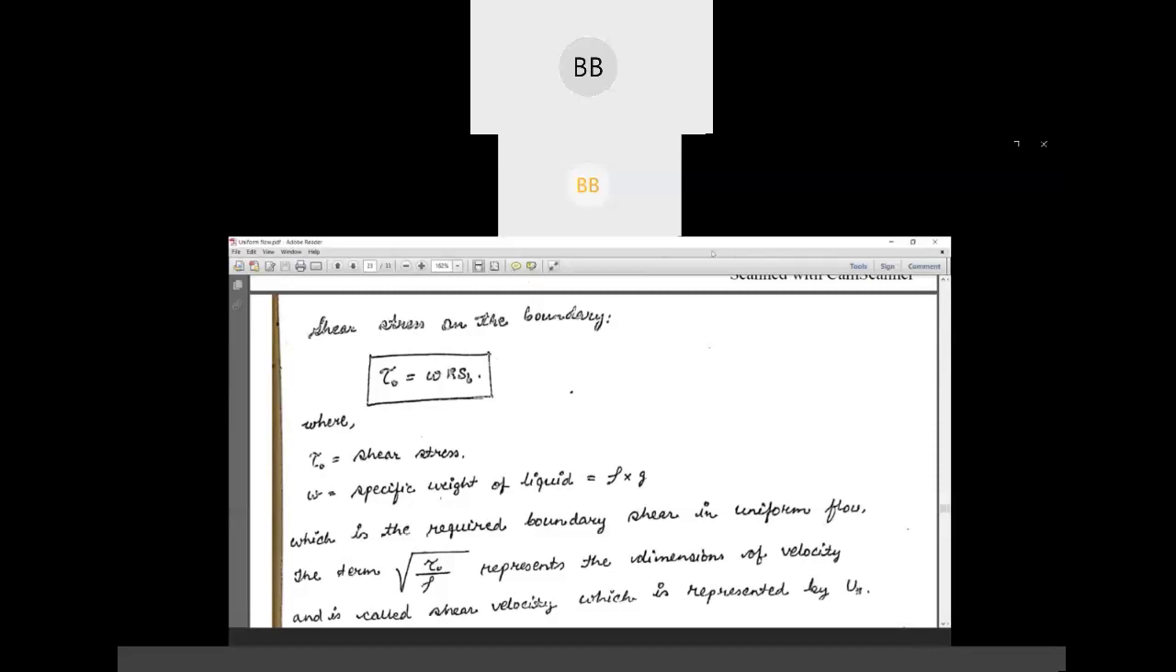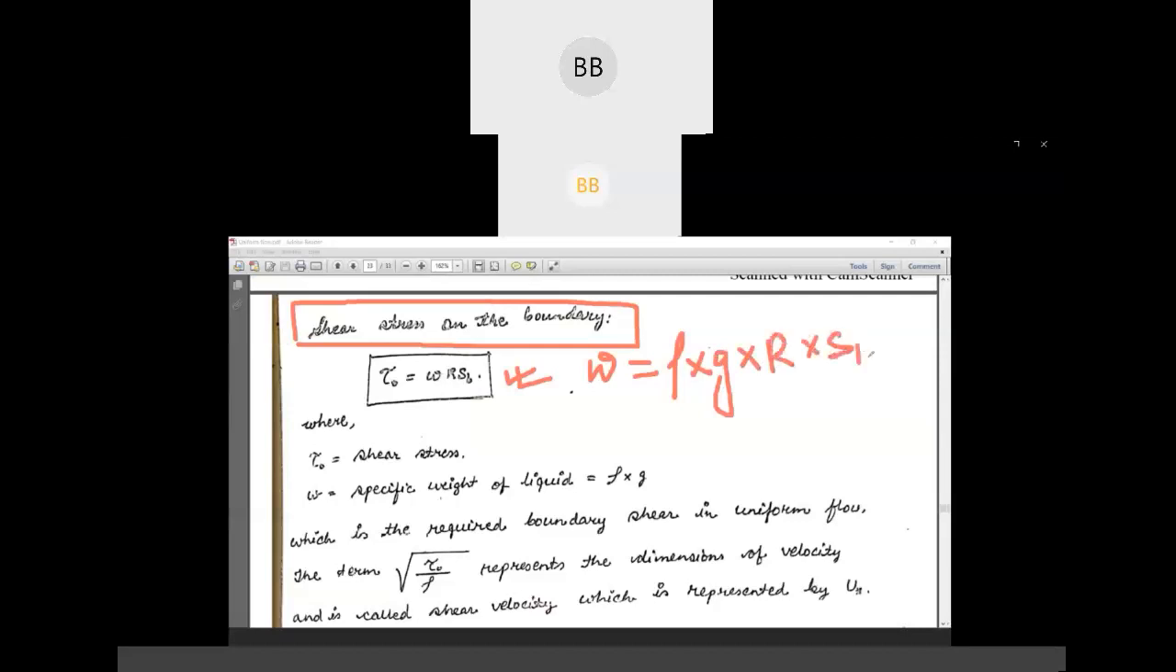The next topic is shear stress on the boundary, and you write this expression. This is nothing but your shear stress is equal to specific weight. In place of specific weight, you can also write rho multiplied by g, density multiplied by acceleration due to gravity, multiplied by R. What is R? We all know, and then we have to multiply it by bed slope.